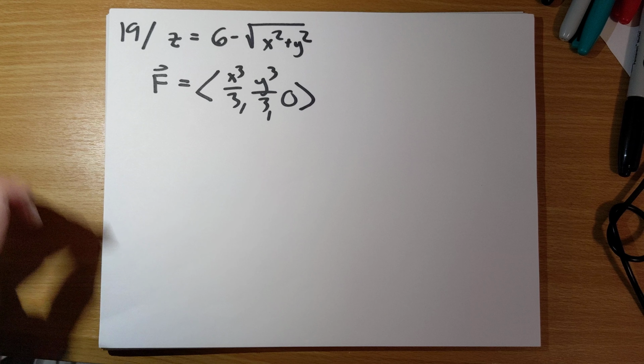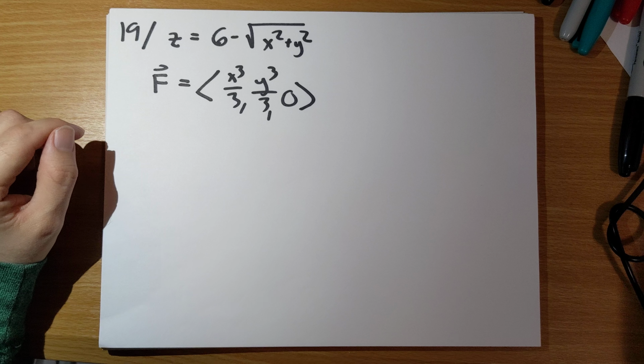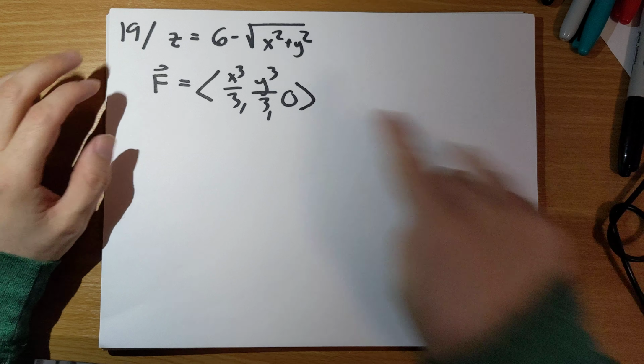Problem number 19. Consider the surface S consisting of the part of the cone z equals 6 minus the square root of x squared plus y squared above the plane z equals 0, together with the disk at the base. Let's just draw a quick sketch here so we can see what's going on. Our surface consists of the side of the cone together with the base. It consists of both parts of that, which is S.